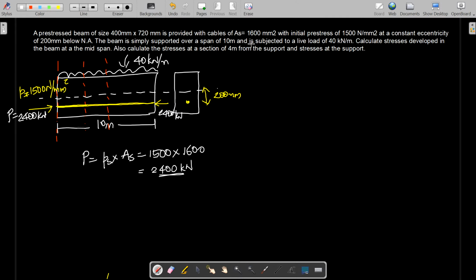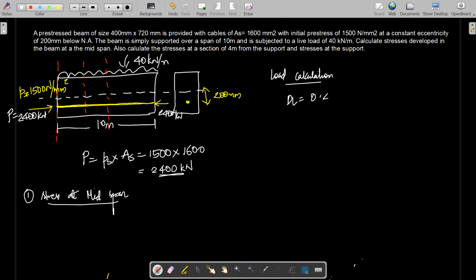The first case, that is the stress developed in the beam at the midspan. So here the live load is given as 40 kN per meter. The total load acting includes the dead load also, so we will calculate the dead load separately. Dead load is equal to 0.4 by 0.72 by, it is having the same density as RCC, that is 1 into 25. That is, this much is the load, 7.2 kilonewton per meter, and live load is 40 kilonewton per meter.